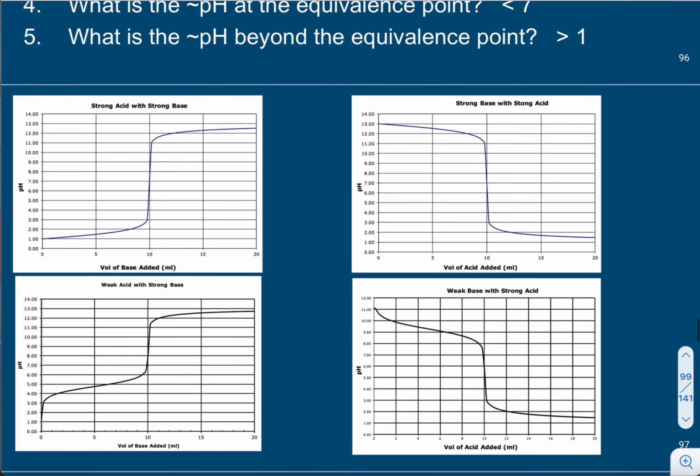So here are what the different things will look like. And I put this in your notes as well. You can see the strong and strong are nice and easy to follow. You can see that the weak acid with strong base, it's still the same basic shape, but it's going to have a much smaller incline. The sides are a little more curved, and the same with the weak base and strong acid.